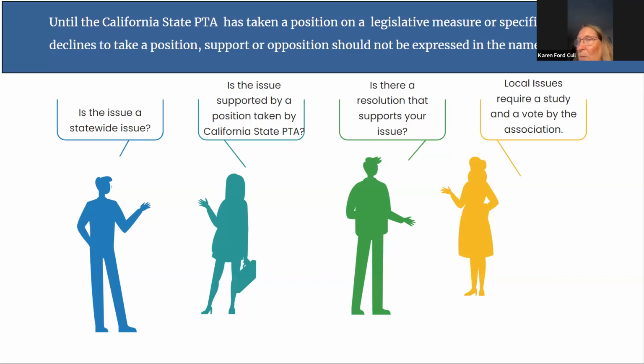You can write to them and say, hey, I think it would be a really good idea for you to support this, and it is supported by this resolution. But they're going to decide what it is that they are going to take action on. Is the issue supported by a position taken by the California State PTA? You have to look at the positions. Is there a resolution that supports your issue? And if they're local issues, they require a study and a vote by the association. So this slide sort of talks you through the process of deciding whether you can advocate for something or not when it's an issue.